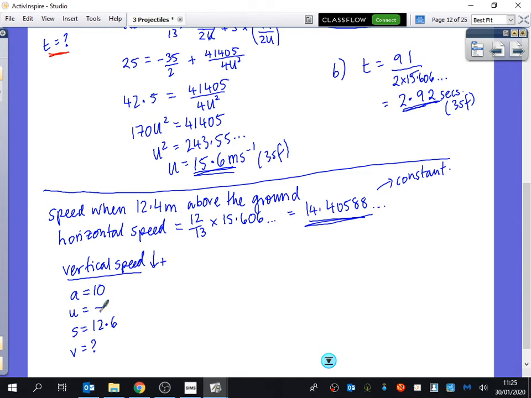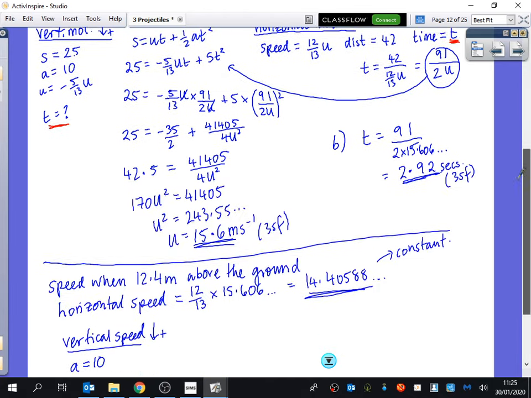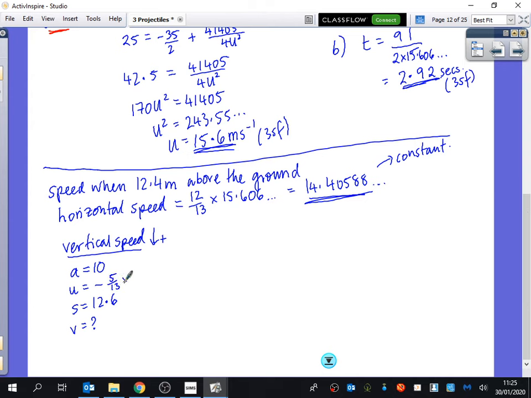So the value of u, was it 5/13? Yeah, 5/13 of u. So it will be minus 5/13 of 15.606. Downwards positive, the ball is projected upwards. So u is negative. So you get minus 6.002. Okay? Now we just need to put this all together by doing v squared equals u squared plus 2as. So it becomes minus 6.002 squared plus 2 times 10 times 12.6.